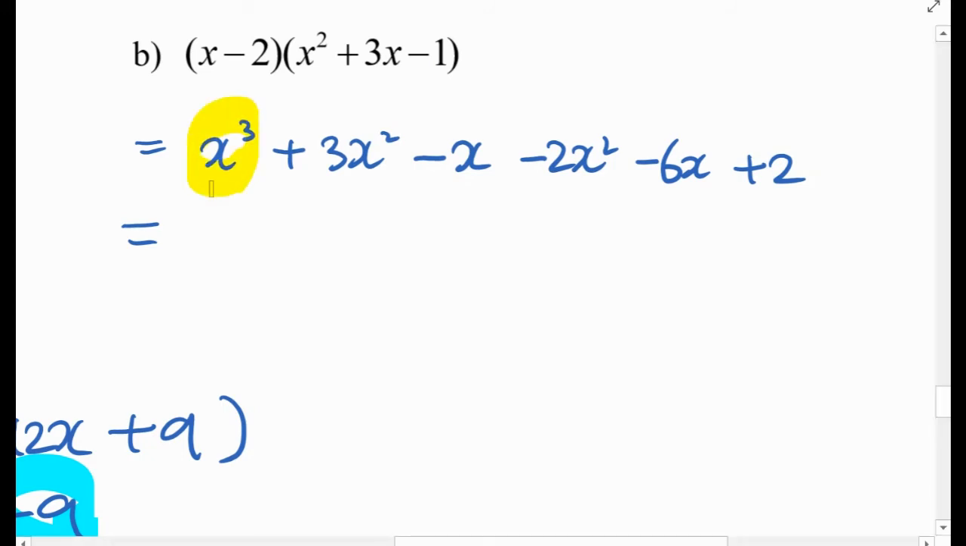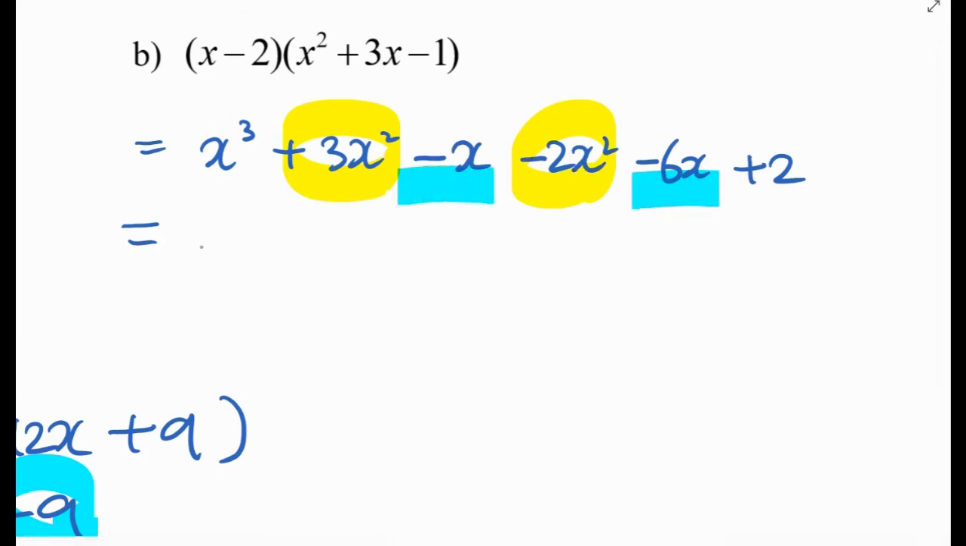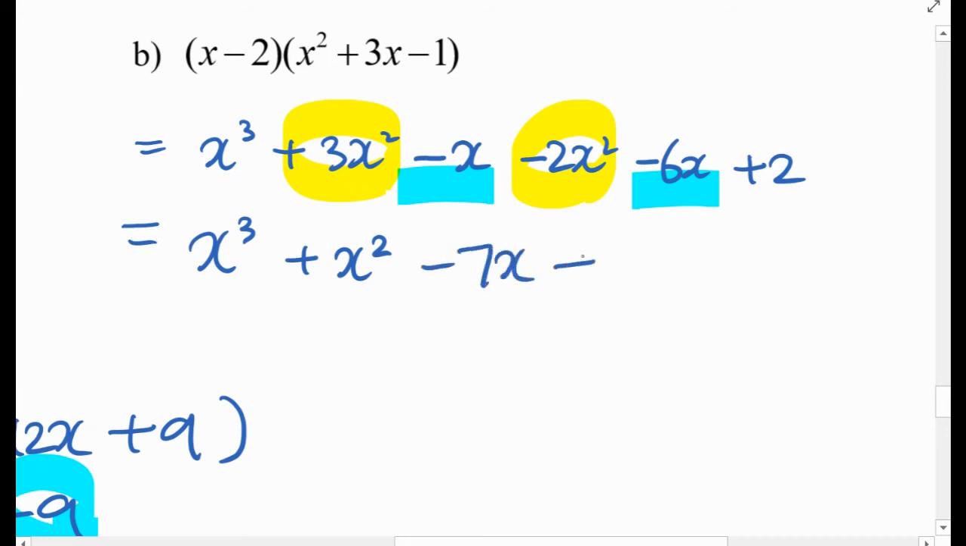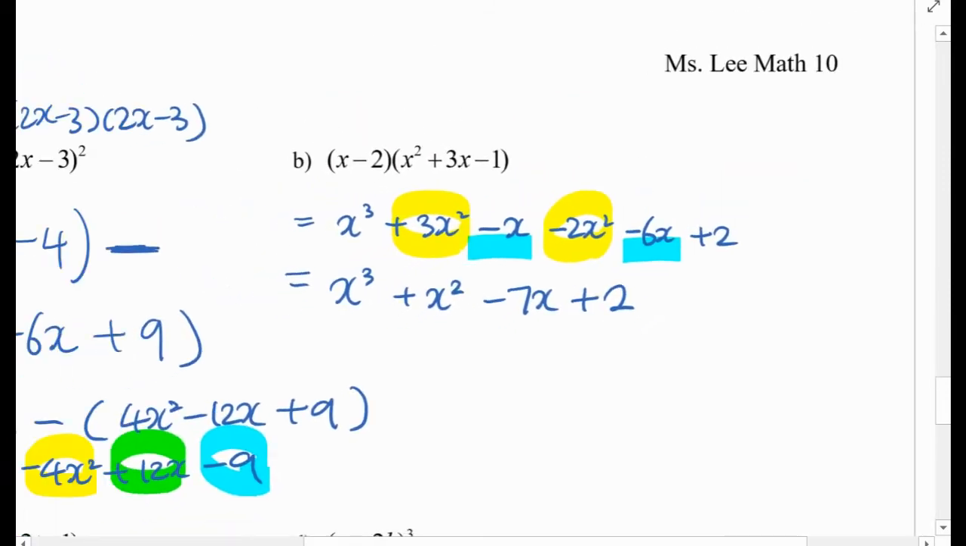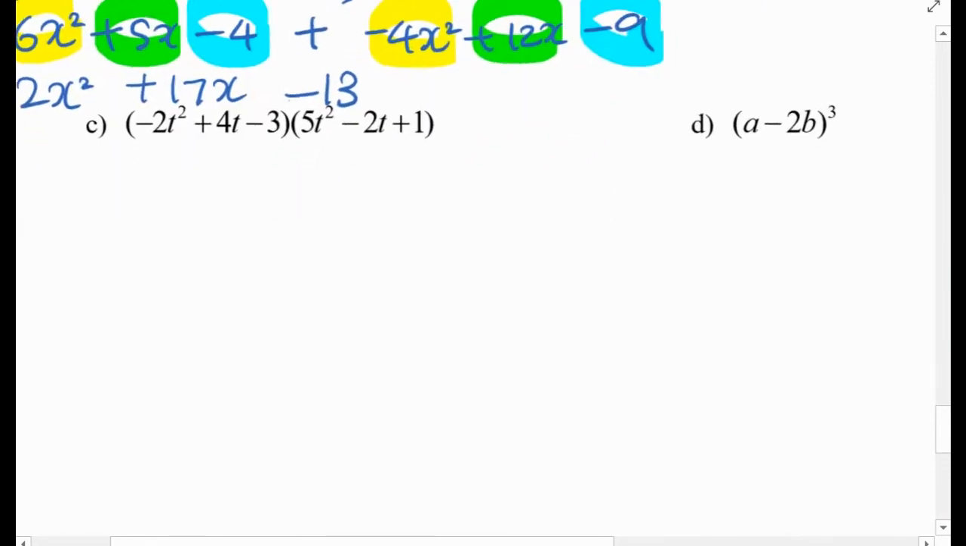Let's collect the like terms. x cubed doesn't have a like term. It's this one, like terms. And this one, like terms. 3x squared and negative 2x squared is positive x squared. Negative x, negative 6x, negative 7x plus 2. Okay. Let's move on.